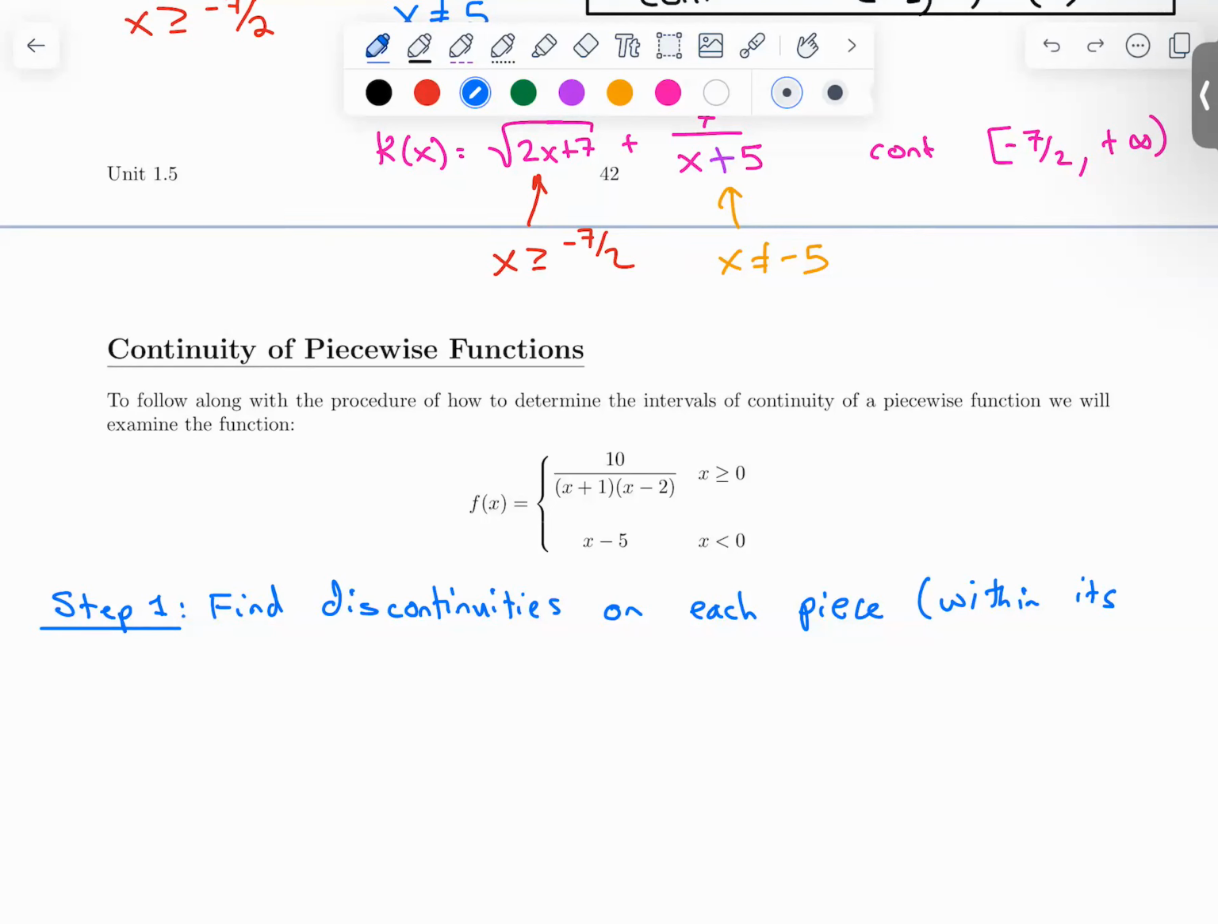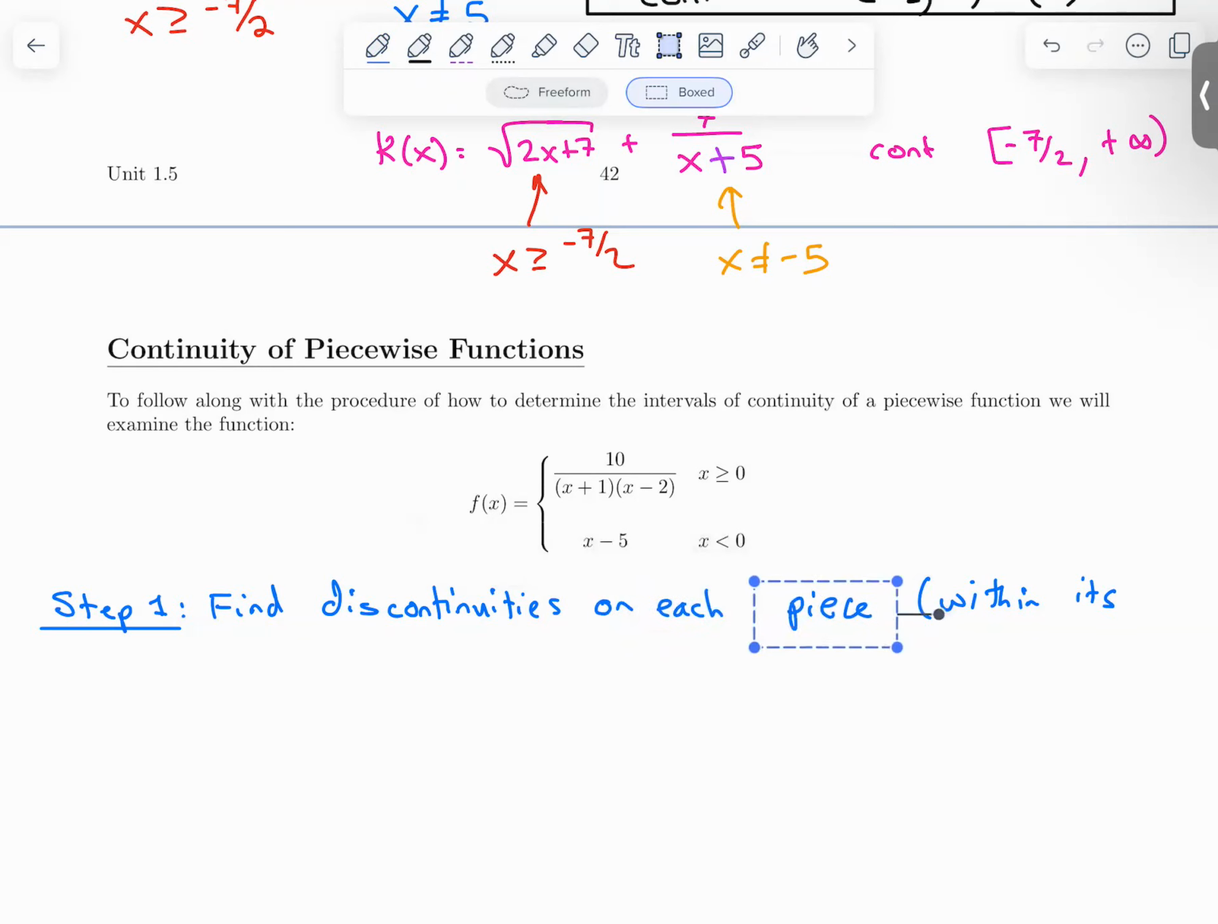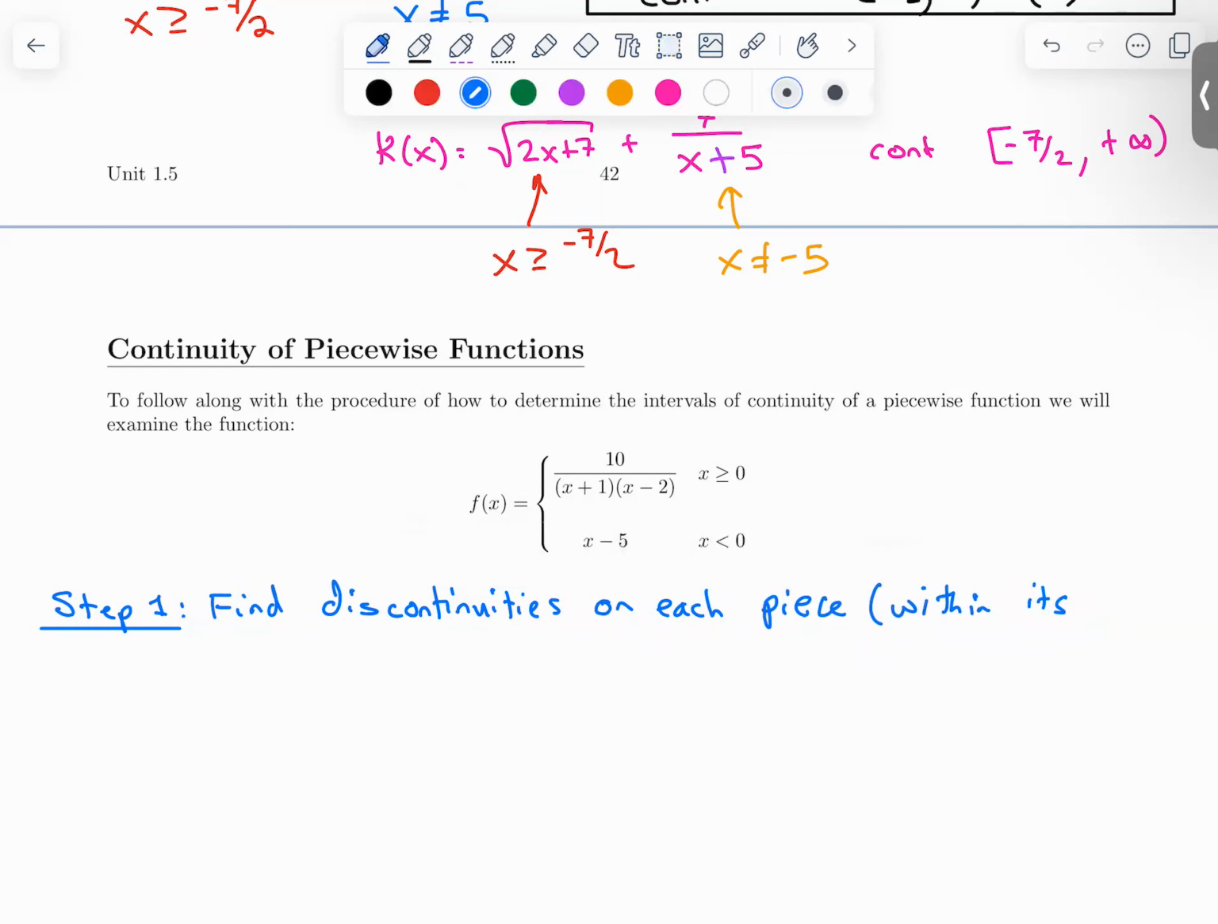Within its restriction. So find the discontinuities within each piece's restriction.